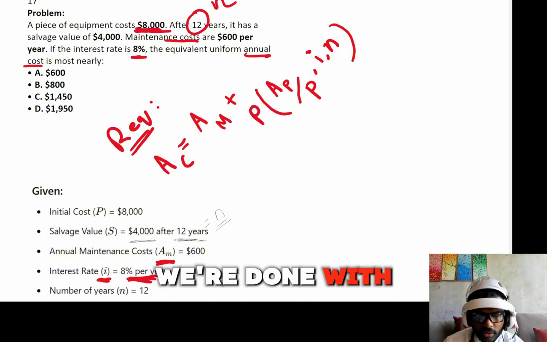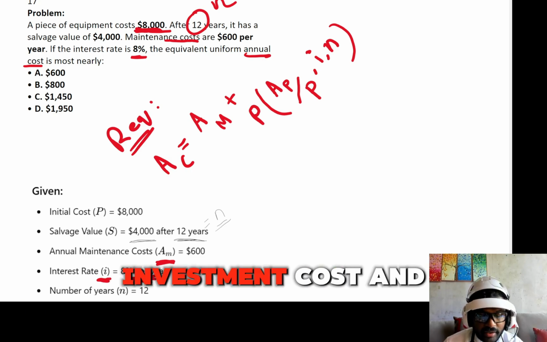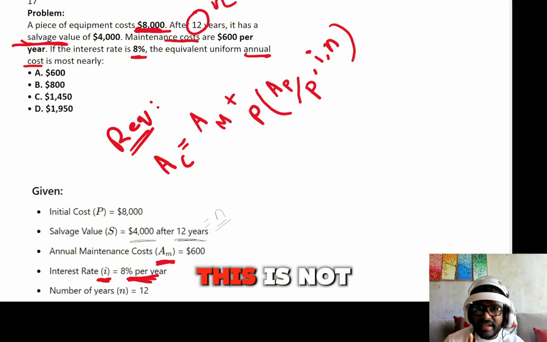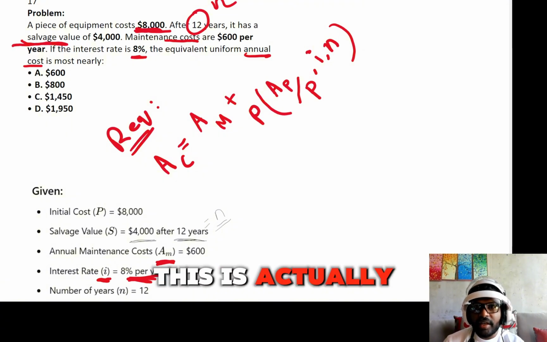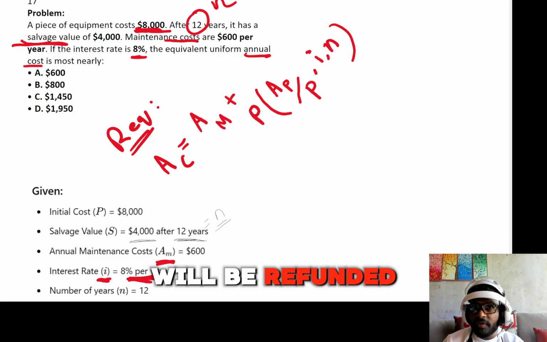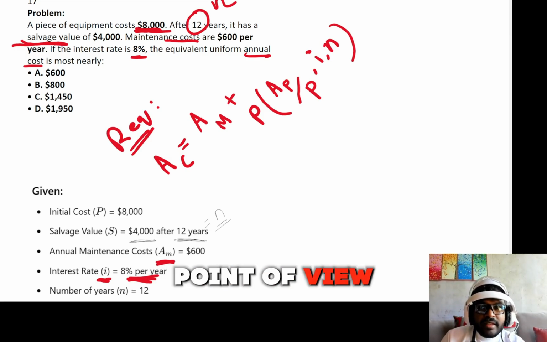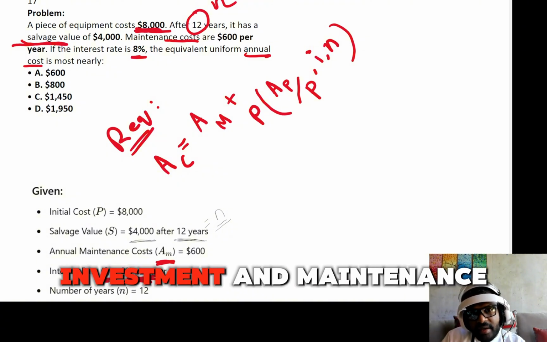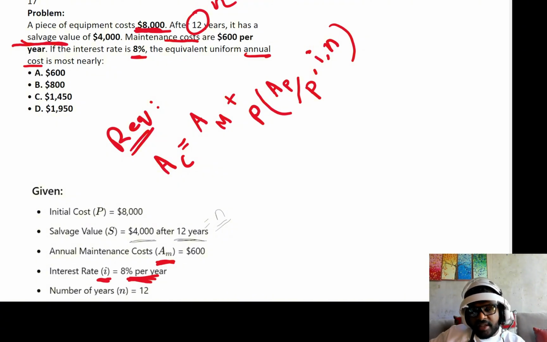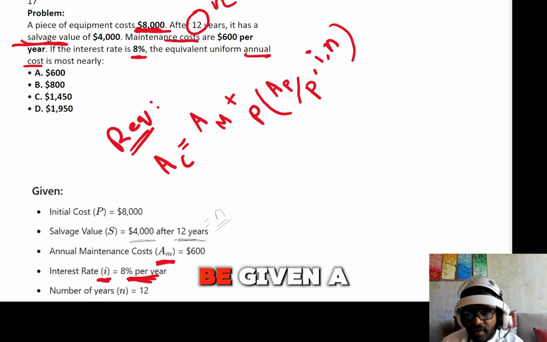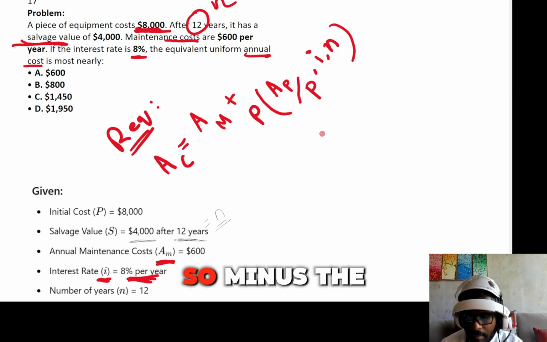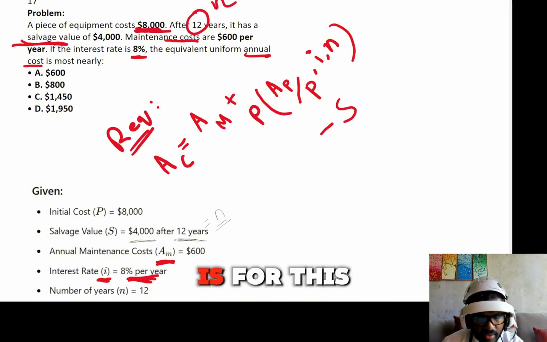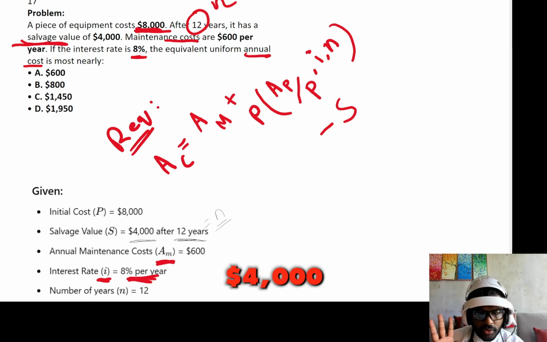Now that we're done with the annual maintenance cost and investment cost, we have one more item associated. This is not exactly a cost. This is actually the money you will be refunded. But if you look at it from the cost point of view, since the money is flowing inside, and I already gave investment and maintenance, which go outside the pocket, a plus denotation, salvage value will be given a minus denotation. So minus the salvage value S, which for this problem is $4,000.